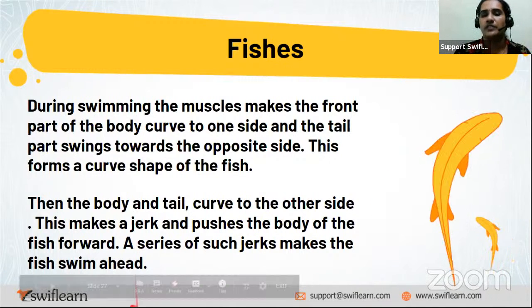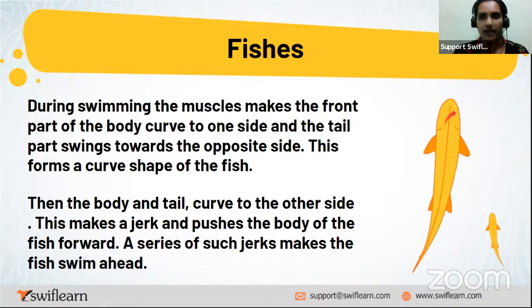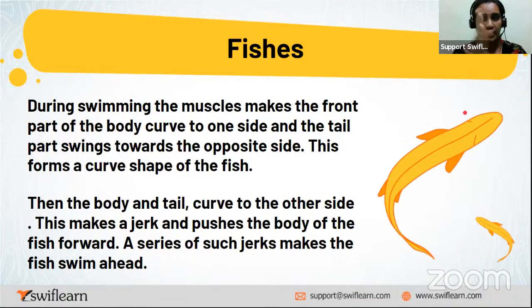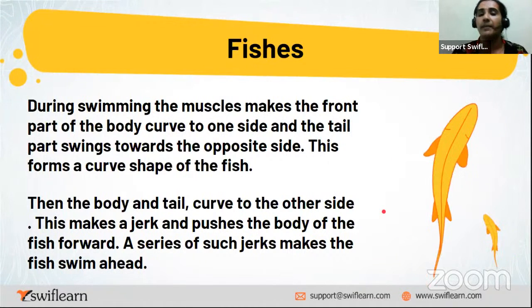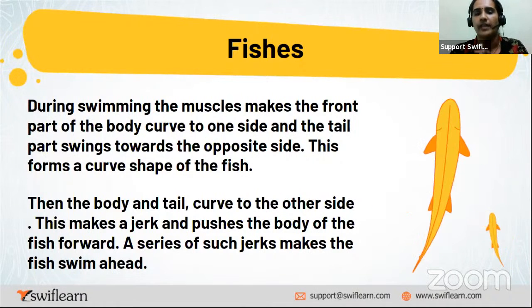A series of such jerks makes the fish swim ahead. Understood? So they are going in a curved position. The head and tail move in opposite directions. That is why it is curving, and it makes a jerk and pushes the body forward. That is how it is happening.